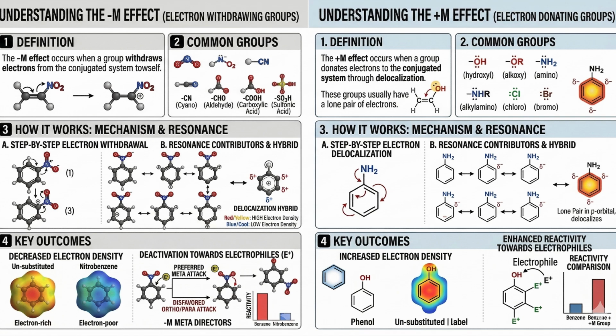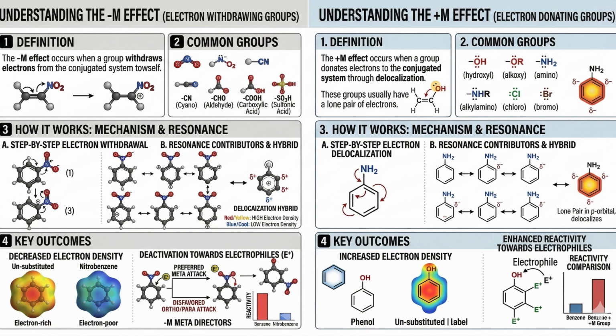So guys, this visualization is showing the resulting partial negative charges in an electron density map, heat map, of phenol, alongside a comparison chart illustrating increased reactivity toward electrophiles compared to unsubstituted benzene. Common groups are OH, OR, NH2, NHR, Cl, Br. Let's check how it works when attached to a benzene ring. These groups increase the electron density on the ring, particularly at the ortho and para positions. This makes the ring more reactive toward electrophiles.